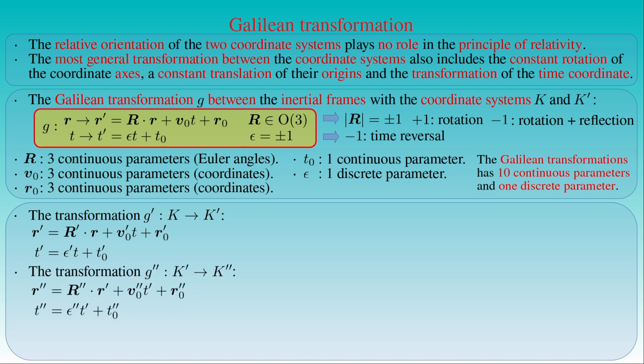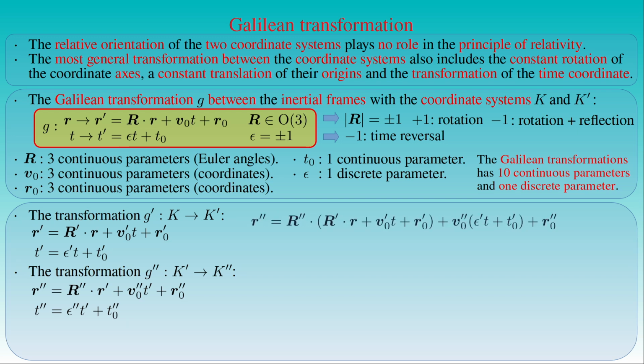Now suppose that a second Galilean transformation G'' maps the coordinates from the reference frame K' to a third reference frame K'', acting on the position vector r' and the time coordinate t'. It transforms r' into the position vector r'' by multiplying it by the rotation matrix R'', adding the product of the velocity vector v0'' and the time t', and then adding the translation vector r0''. Similarly, the time coordinate t' is transformed into t'' by multiplying it by the parameter epsilon'' and adding the constant time shift t0''.